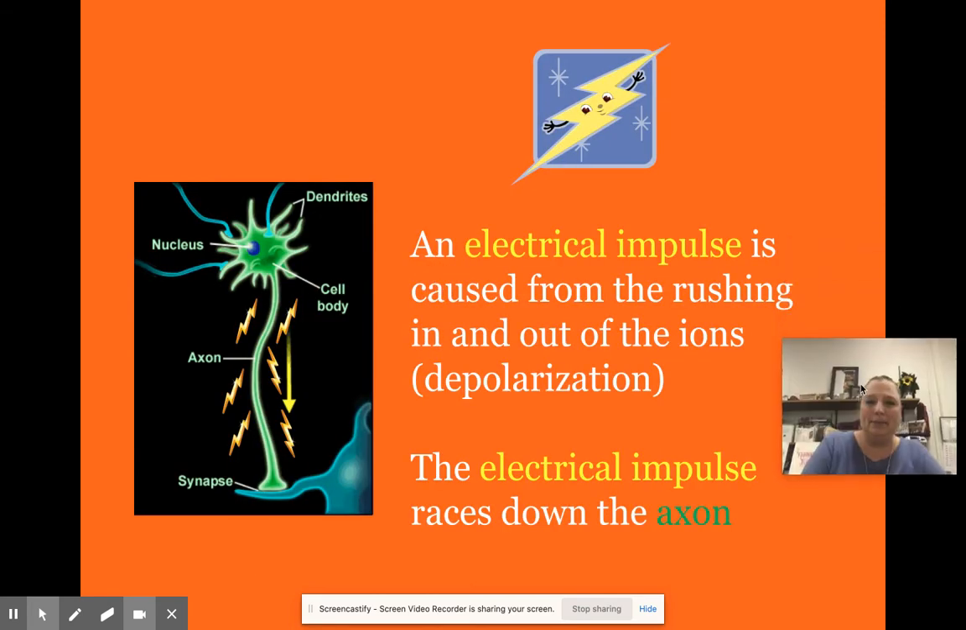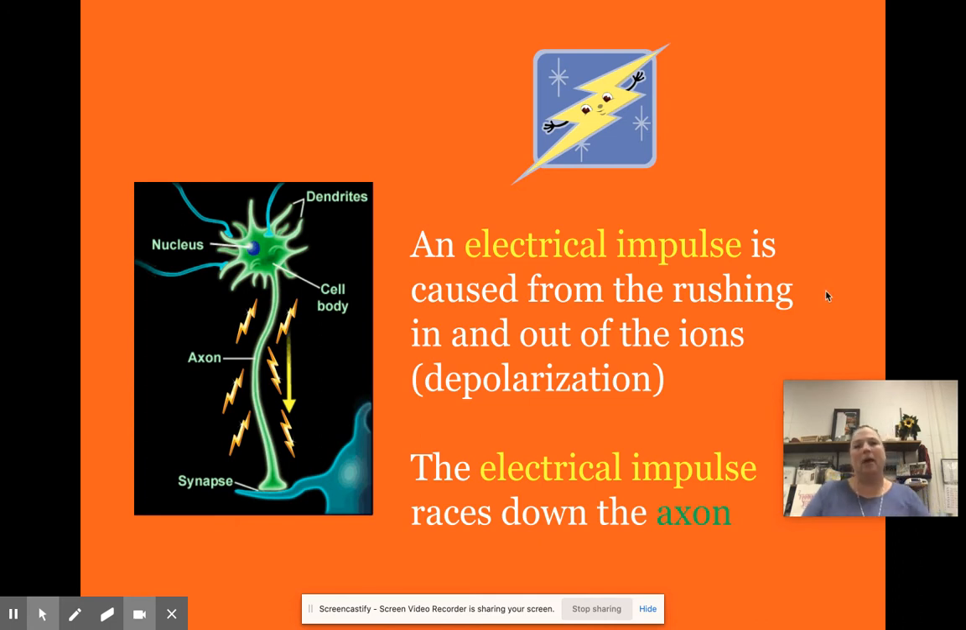An electrical impulse is caused from that rushing in and out of the ions. We also call that depolarization. And that electrical impulse then races down that axon and then attacks or sends out to the next neuron.